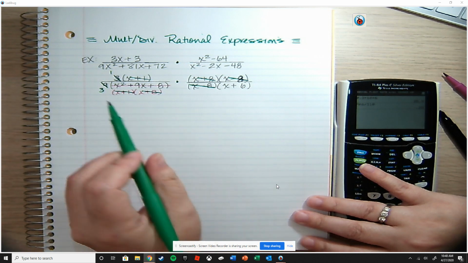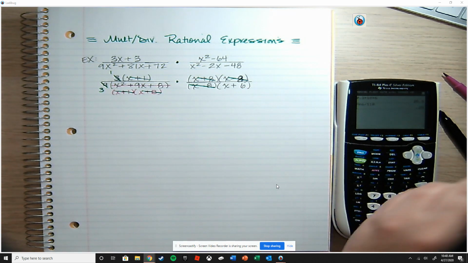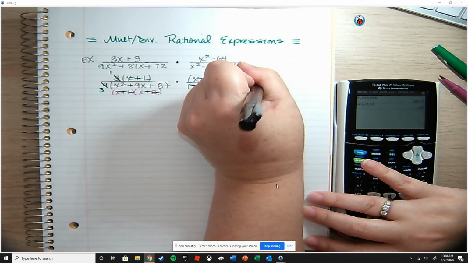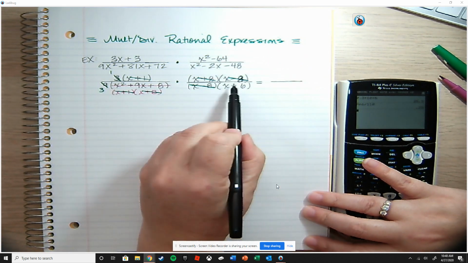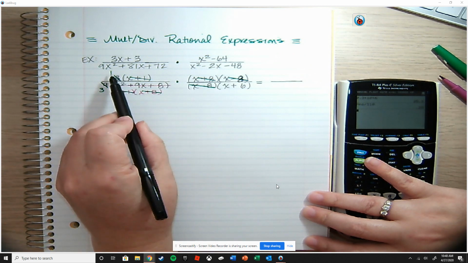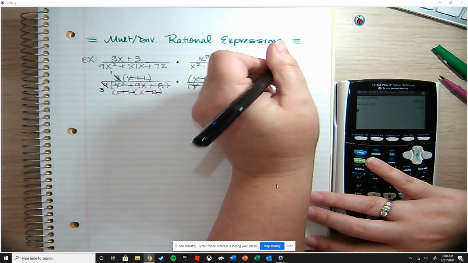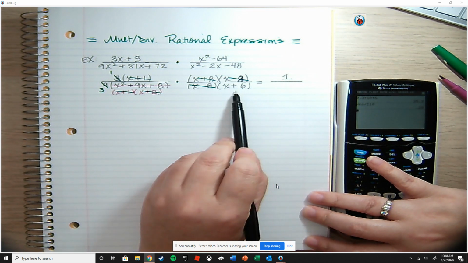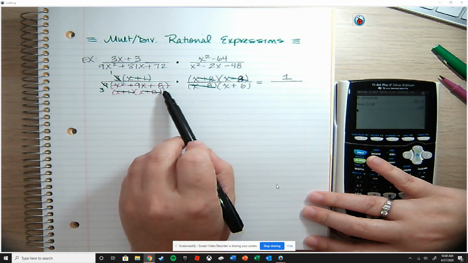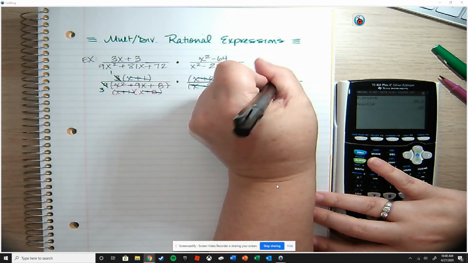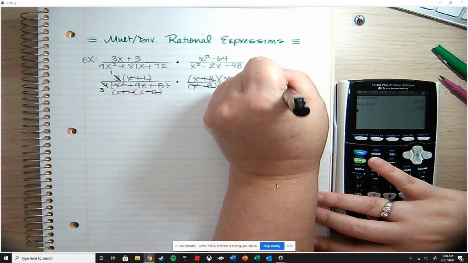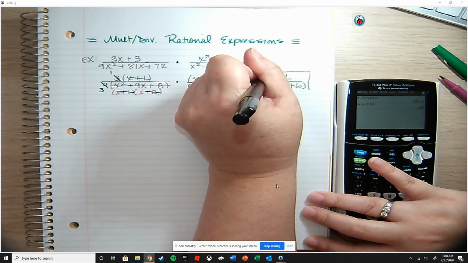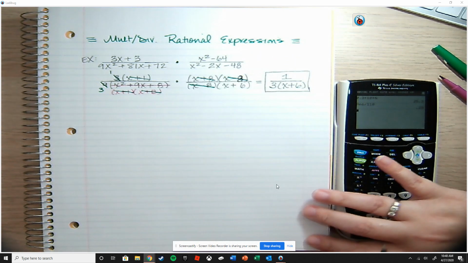Again, this is what we were talking about where you have to be extremely careful about what you've canceled and you don't want to forget any of your pieces. I have everything canceled out except this 1, and I have to have a numerator, so 1. Then I'm left with 3 times everything that canceled but the x plus 6. So 3 parentheses x plus 6, and that is my final answer.